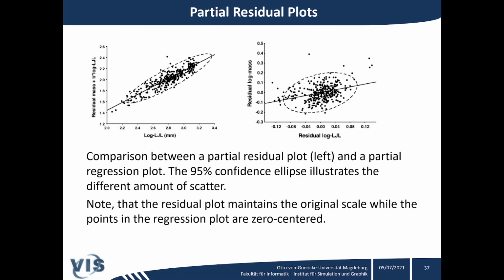Here you can see a visual comparison between a partial residual plot on the left side and the partial regression plot on the right side. So the 95% confidence ellipse illustrates the different amount of scatter. Note that the residual plot maintains the original scale, while the points in the regression plot are zero-centered. And we see on the right side that more outliers occur compared to the left side.